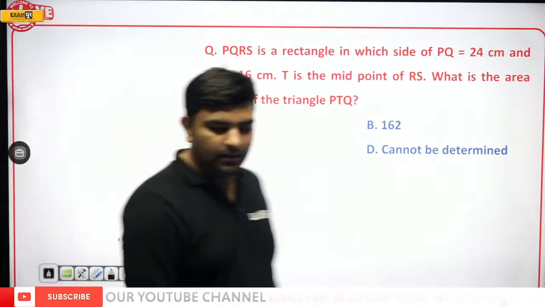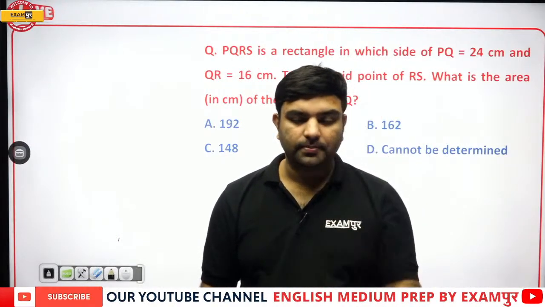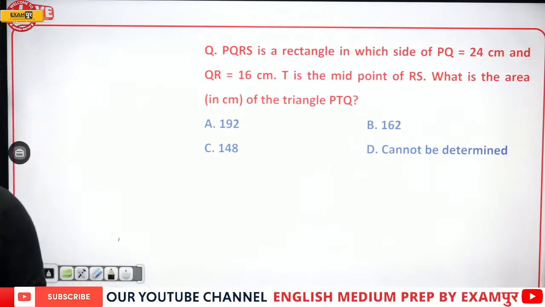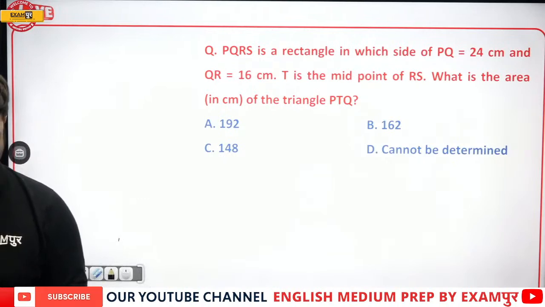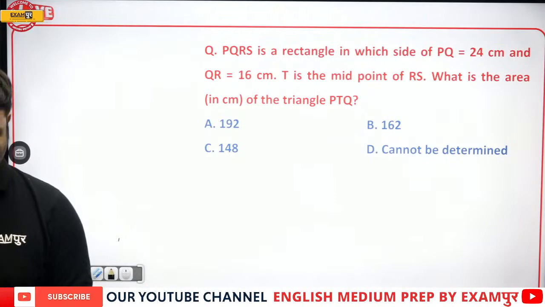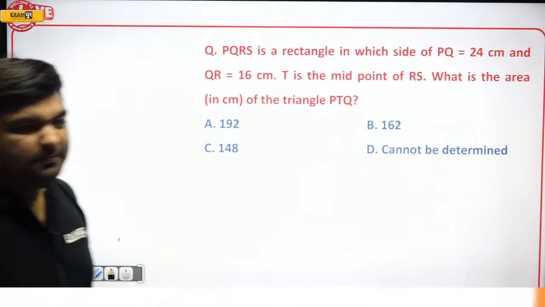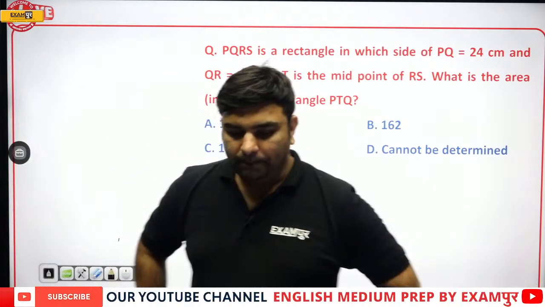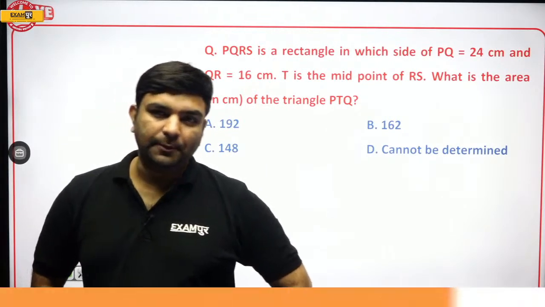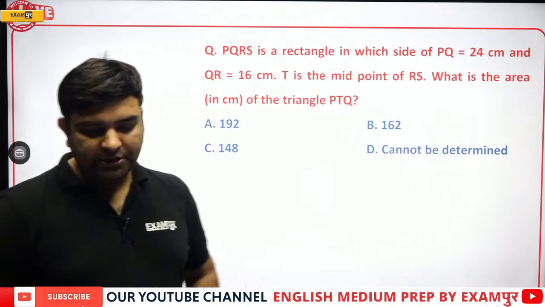First question of the day. PQRS is a rectangle in which sides are given. T is the midpoint of RS. What is the area of triangle PTQ?